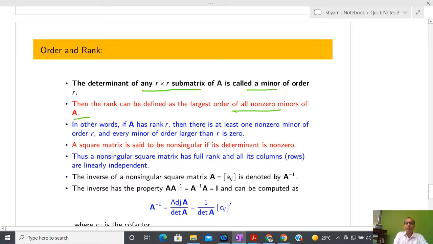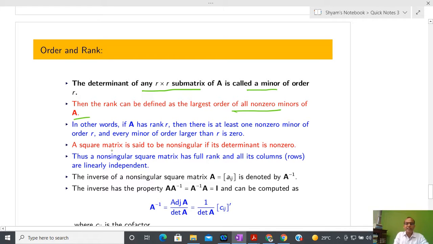Okay, that is the rank of a matrix. Suppose you have a 1000 cross 1000 matrix, and you found that the minor of order is just 5. So all minors of order more than 5 are equal to 0.